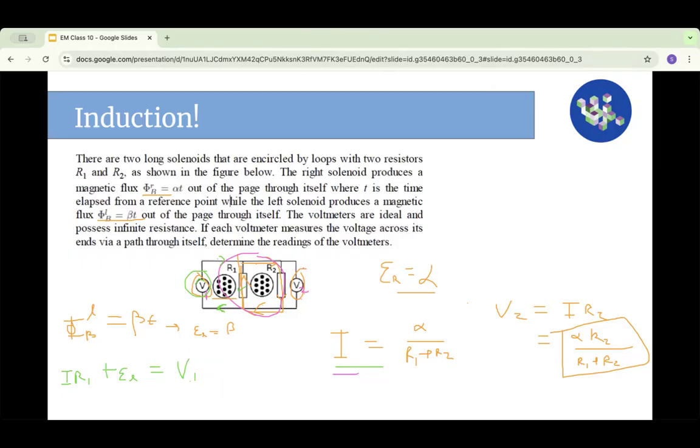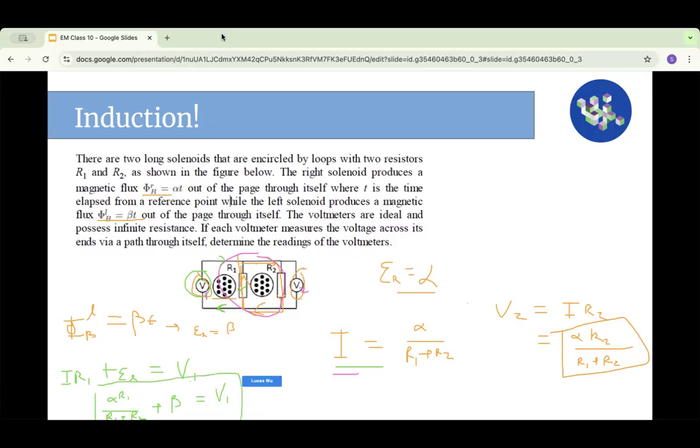Now we can just solve for V1, right? We know what I is, and we know what epsilon L is. So I R1 is going to be alpha R1 over R1 plus R2, and then plus beta. That will equal our V1, and that is our final answer for V1.